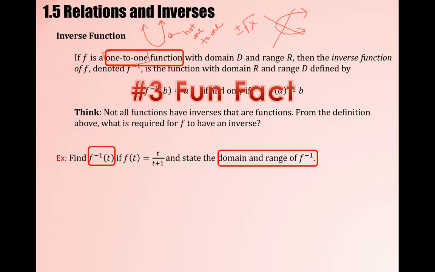So if we look at this example right here, our goal is to find f inverse of t, and we're given f of t equals t over t plus 1. And after we find the inverse, we want to state the domain and the range of its inverse.